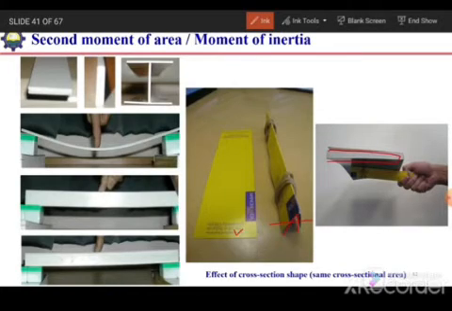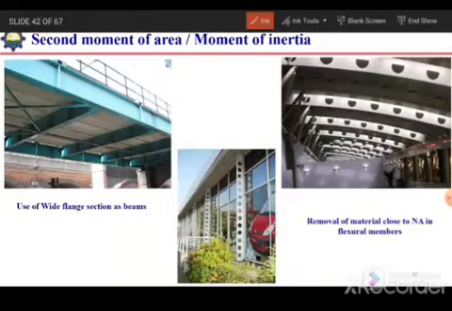As a result, the stiffness will increase. So how can we utilize this concept in structures? Here we can see that in practice we use W sections in the case of beams. This is because the W section or the I section has a higher moment of area. We have reduced the material close to the neutral axis and placed it farther from the neutral axis. As a result, the stiffness has increased.